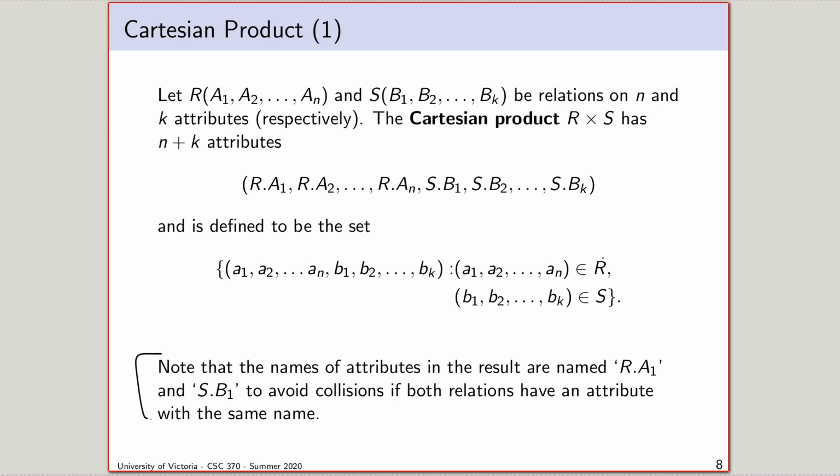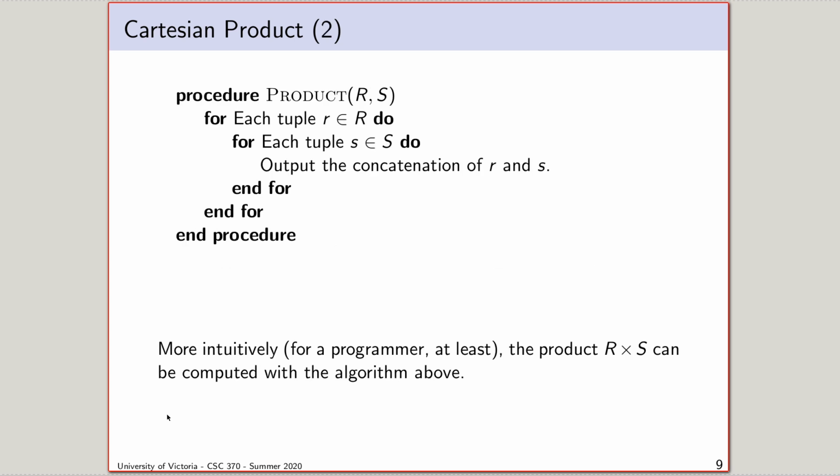And as it mentions down here, this is done in SQL as well, but we typically use R dot, or we actually put the source relation into the column name to avoid any ambiguities.